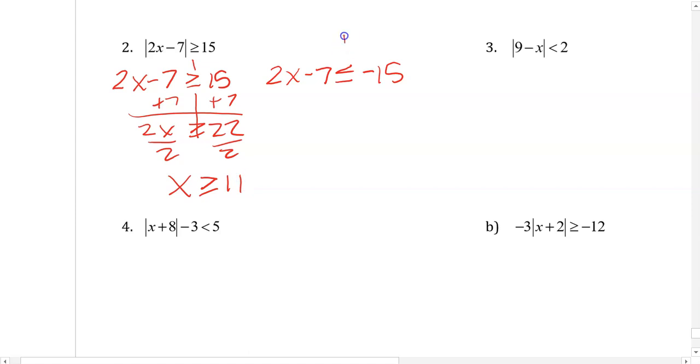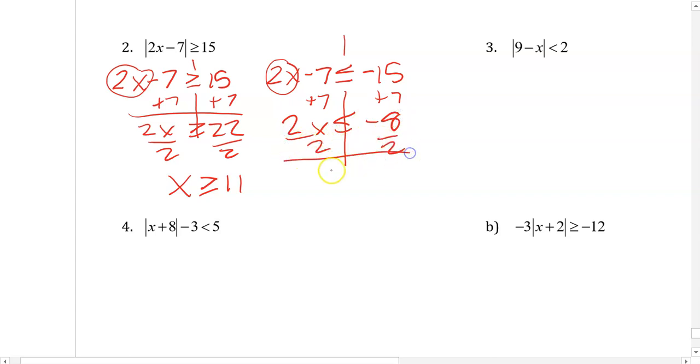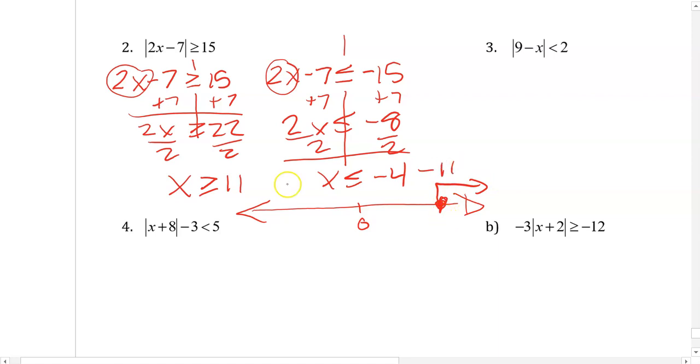In our second inequality, here we'll add 7 to each side. We'll have 2x is less than or equal to negative 8. I'll divide both sides by 2. And x is less than or equal to negative 4. So on a number line, we would have x greater than or equal to 11, or x less than or equal to negative 4.